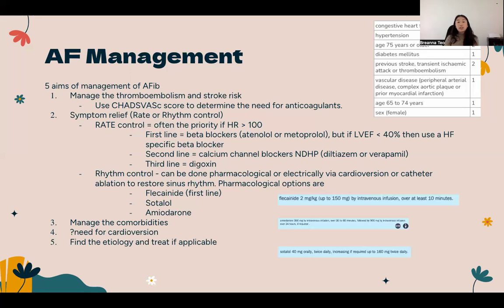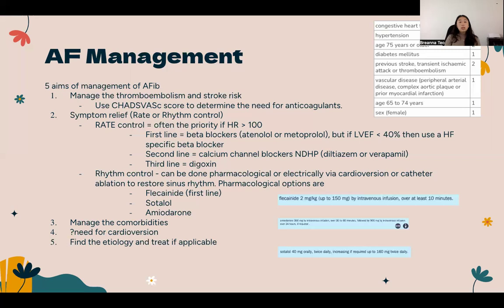Flecainide is often first line, and there's this concept of pill in the pocket. Pill in the pocket is a type of cardioversion that we give to the patient. It's a single dose of oral flecainide to restore sinus rhythm. The patient can self-administer this at home if they have infrequent symptomatic episodes of AFib.